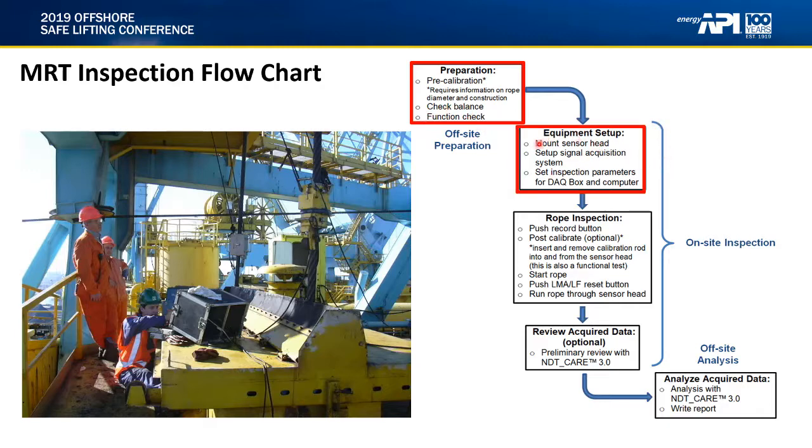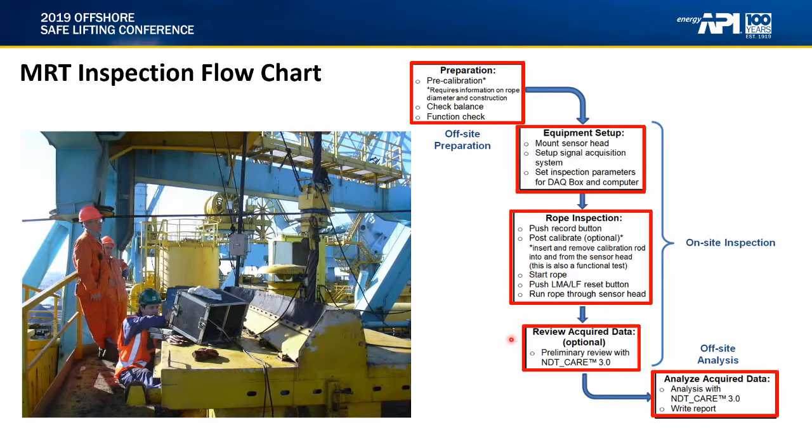Then, when you are on site, there is equipment to set up as shown here in the picture, including mounting of the sensor head, setting up of the signal acquisition system, and a variety of parameters in a data acquisition box and computer. Then, during the rope inspection, you can push a record button to save the data, and do a variety of calibration procedures, including the insertion and removal of a calibration rod into and from the sensor head. This will also be a functional test. Then you can start the rope moving, and after the rope begins to move, you can push our LMA LF reset button and run the rope through the sensor head.